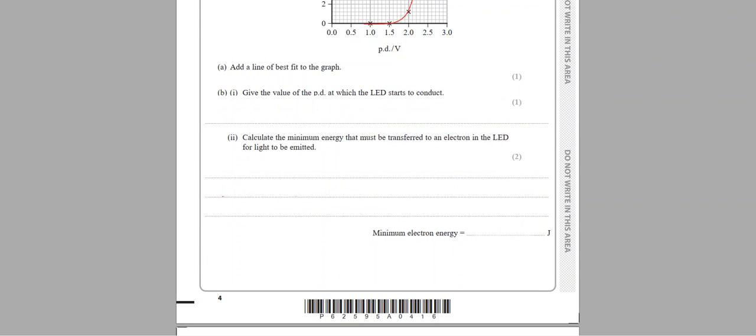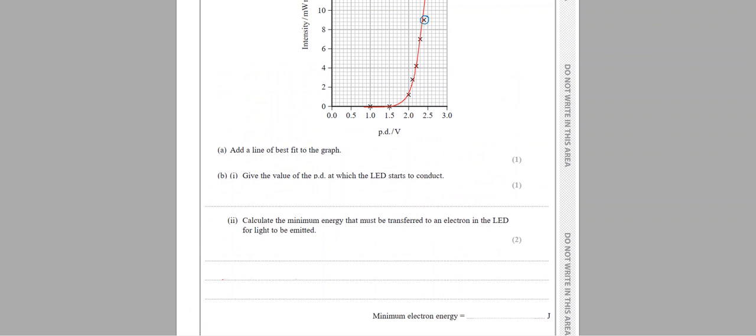So B1 says give a value of the PD at which LED starts to conduct. So if you look over here at even 1.5, it has not started conducting because the intensity is still 0. So the value has to be after 1.5. So a value could be 1.6.